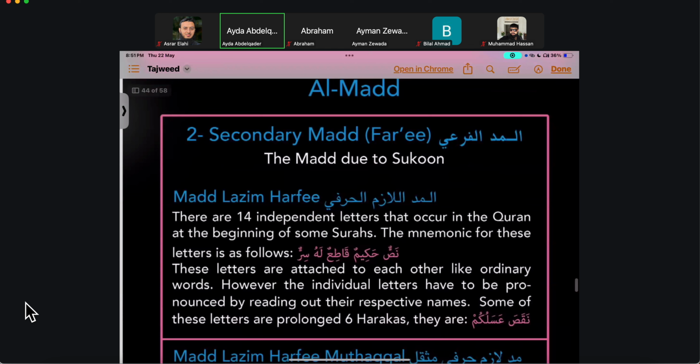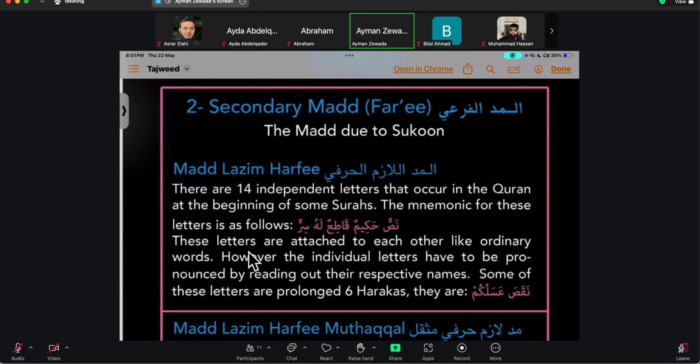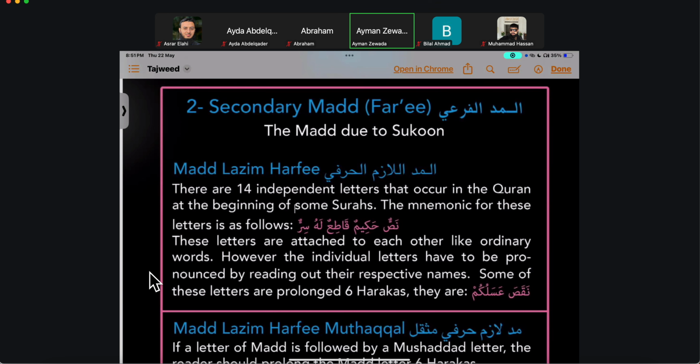All right. We're still on the mad which is due to sukoon. Now the mad lazim harfi. Remember we said the mad lazim is split into 2, the kalimi and the harfi. Mad lazim harfi: there are 14 independent letters that occur in the Quran at the beginning of some surahs, for example alif, lam, mim. The mnemonic for these letters is as follows. All of these letters can be found in the sentence: Nassun hakimun qati'un lahu sir.